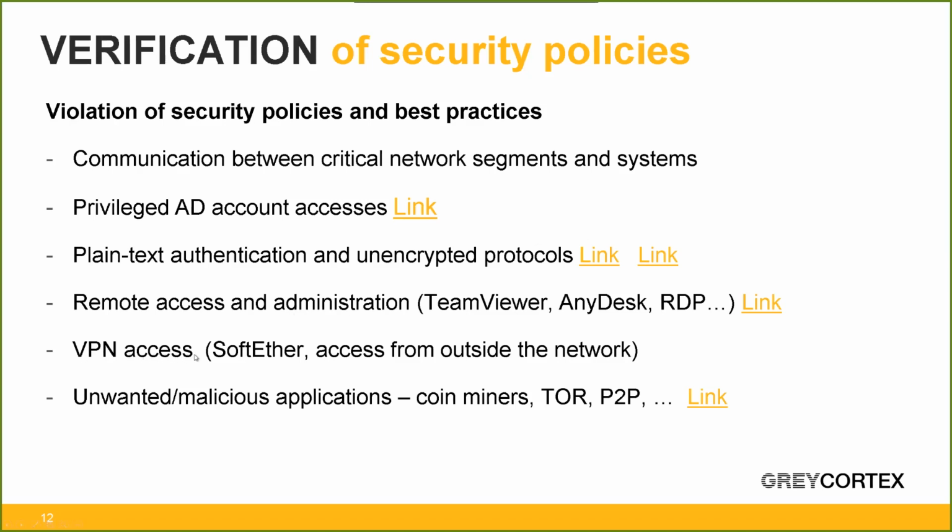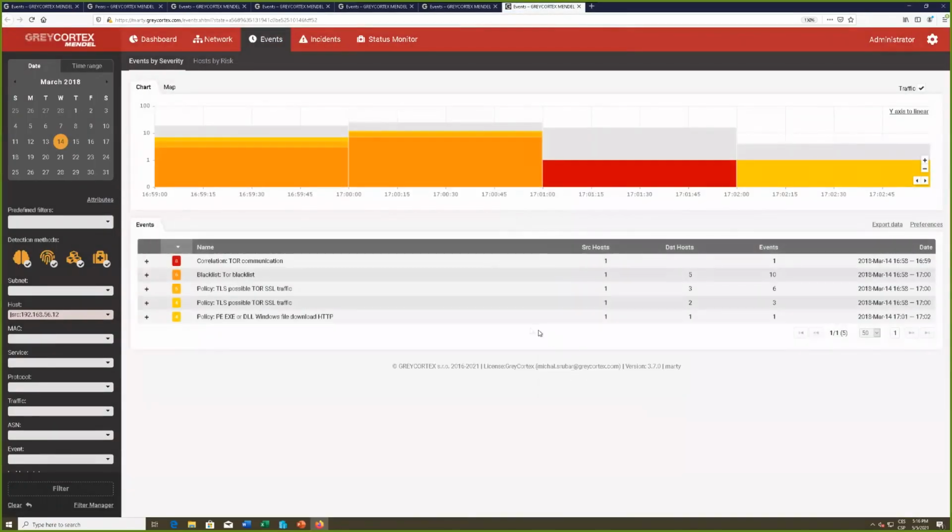Another example can be, for example, a VPN access or tools that can create different kinds of tunnels that can be used to exfiltrate data from your infrastructure, or to use applications that can be denied or not allowed to use on the network. The last one can be, for example, unwanted or malicious applications like coin miners, peer-to-peer software, and so on. Maybe I will show you another example of communication to the Tor network that we had identified during one of our audits.